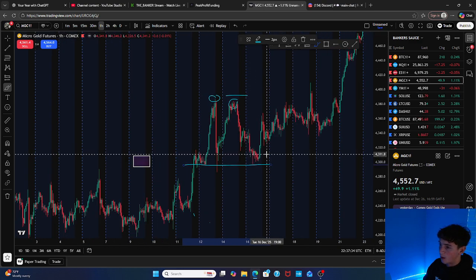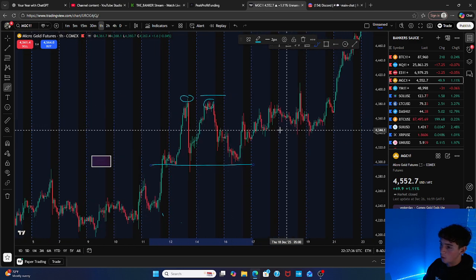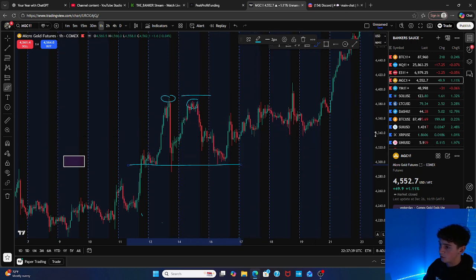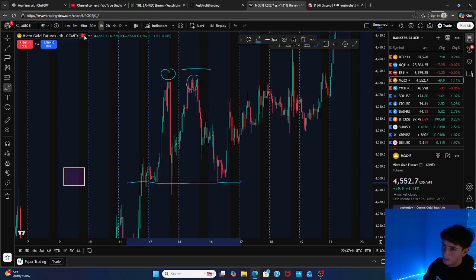On lower time frame, it's probably more prominent. We probably did get an order block in here on the lower time frame, but since we're using the higher time frame example, that would just be chop.